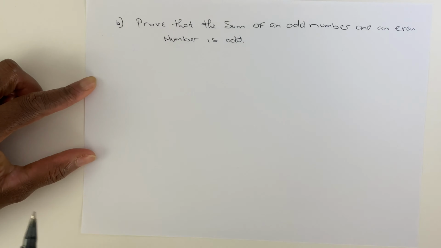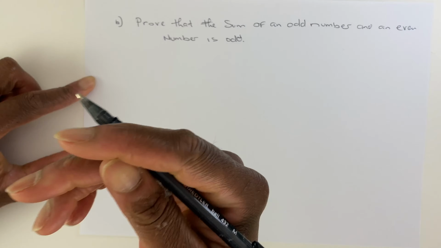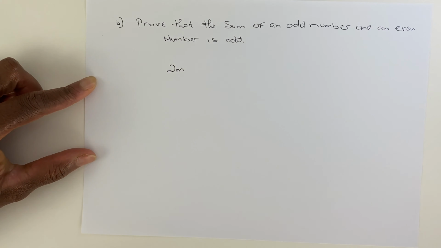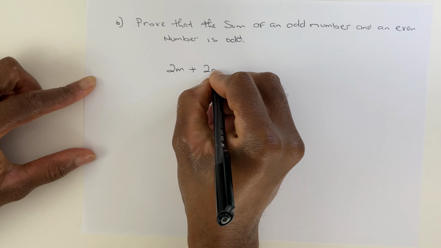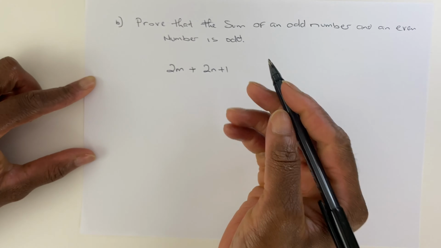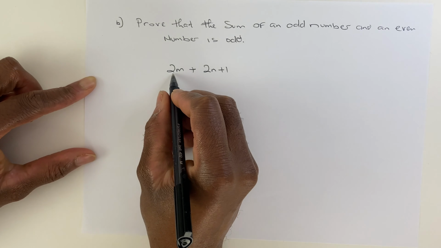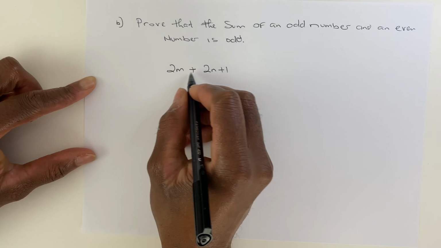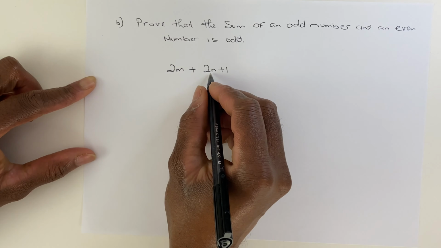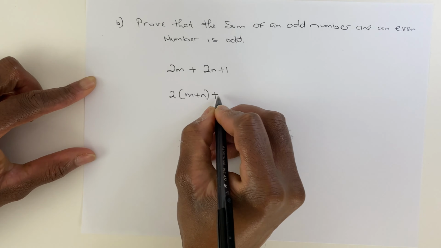So now we're going to prove this. Well, all we need to do now is to write down an odd number and an even number. So let's write 2m as an even number plus 2n plus 1 as an odd number. When we add this together, the proof says we should get an odd number. So let's try and do this. Well, in this case, I have got 2m plus 2n. 2 is a common factor in the first two terms. So 2m plus 2n will be 2 into bracket m plus n, plus 1.